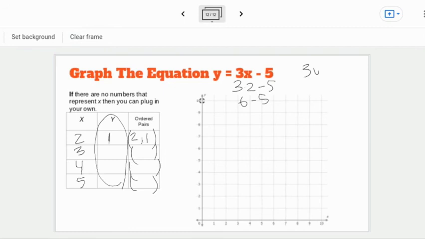Okay, y equals 3x minus 5 again. This time x is 3. 3 times 3 minus 5. 3 times 3 is 9. Minus 5 is 4. Ordered pair (3, 4).